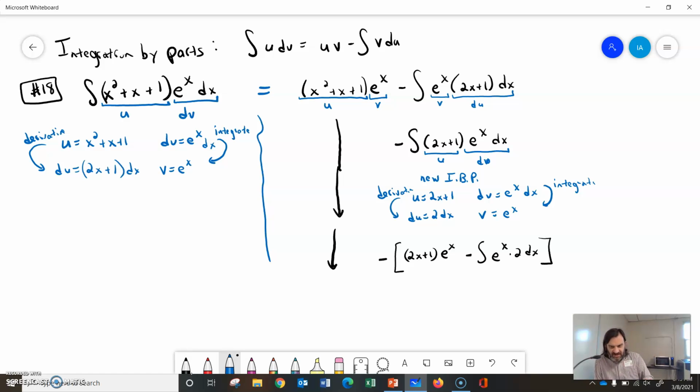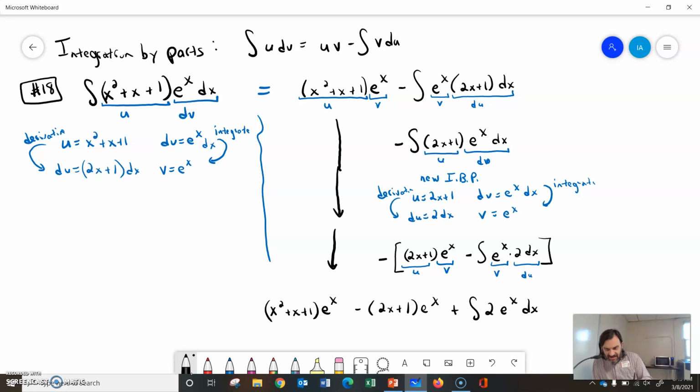Okay, but let me mark these again. So here's a u, v, du. So if we pull everything down, and we may have to slide down a little bit here, but we've got what we've already had. We've got x squared plus x plus 1 times e to the x, and then we'll have minus 2x plus 1 e to the x. And this minus is going to go through the parentheses here, so we'll have plus the integral of 2 e to the x dx.